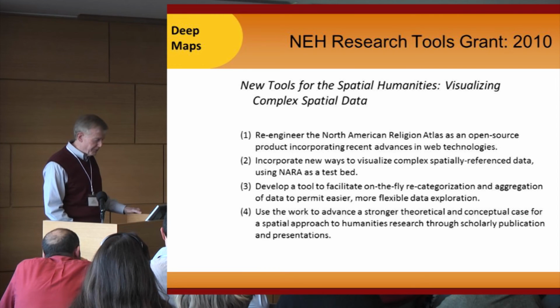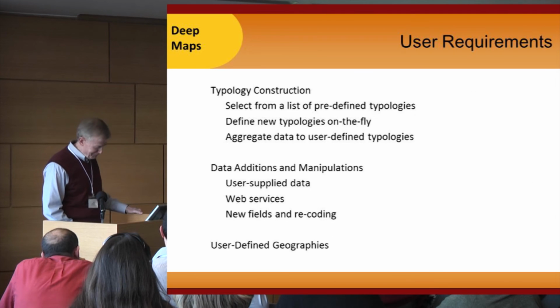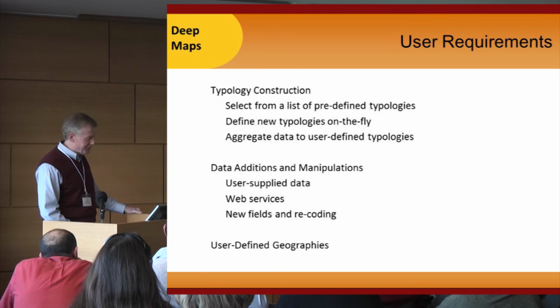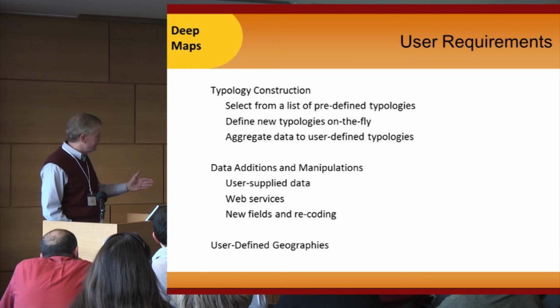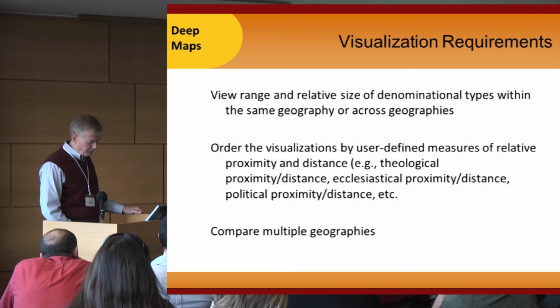humanities. So those are very ambitious goals, and I can just tell you now we're not going to reach all of them by the end of the project. These were kind of our user requirements, which matched those goals. And while we've done most of this, and we will continue to work on this, we haven't gotten completely yet to the user-defined geographies for this.